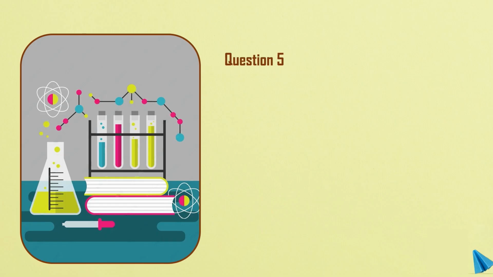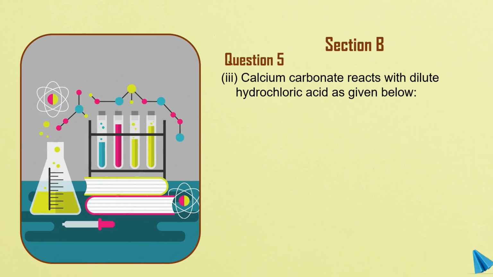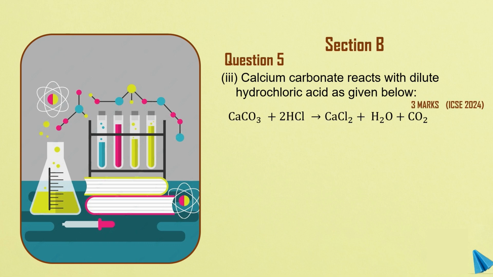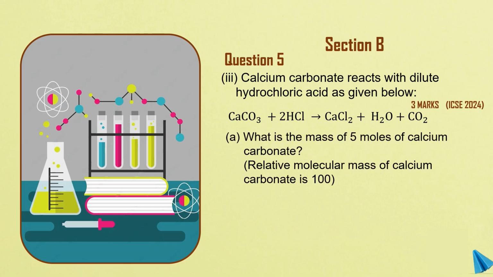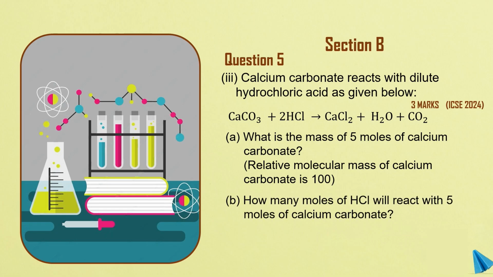Let's see a new question now. That is the third question of main question number 5. Calcium carbonate reacts with dilute hydrochloric acid as given below. CaCO3 plus 2HCl gives CaCl2 plus H2O plus CO2. The first question says, what is the mass of 5 moles of calcium carbonate? Relative molecular mass of calcium carbonate is 100, that is given. The second question says, how many moles of HCl will react with 5 moles of calcium carbonate?